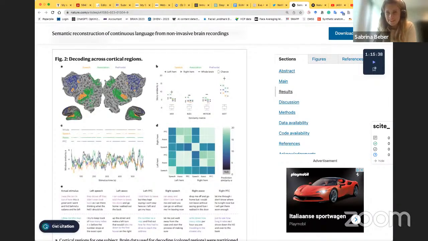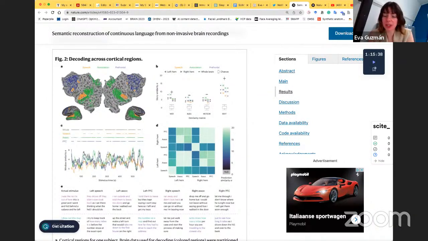Okay, thanks. I see there is Eva. Distracted by the advertisement. Clearly Google knows that I like Italian sports cars and I can only afford the Playmobil version of it. Sorry, Eva, you had a question.